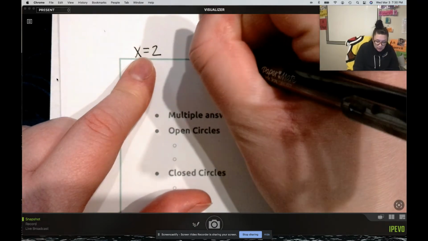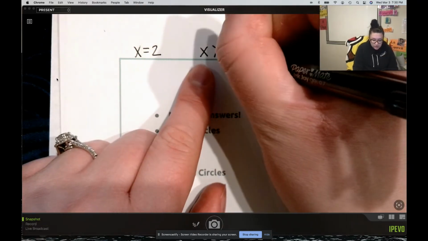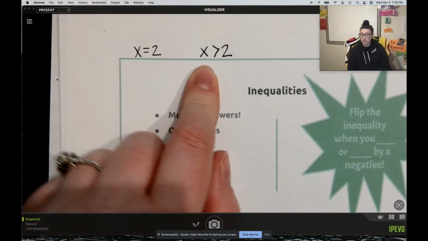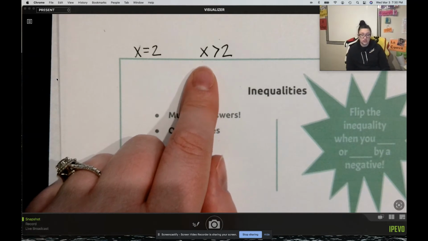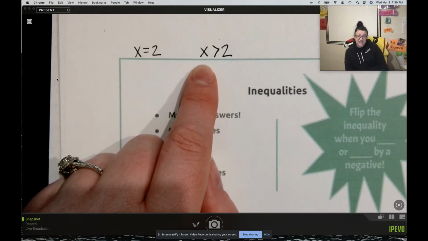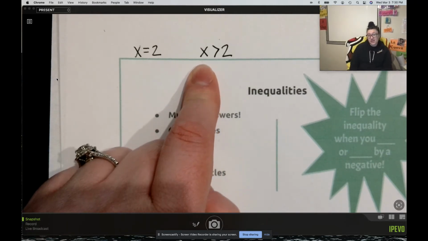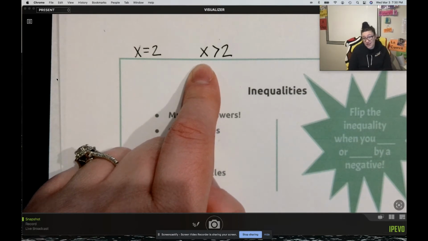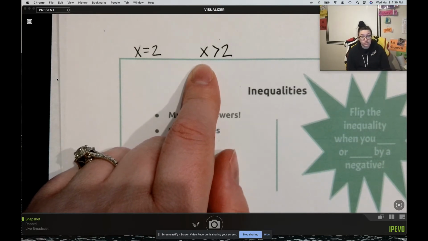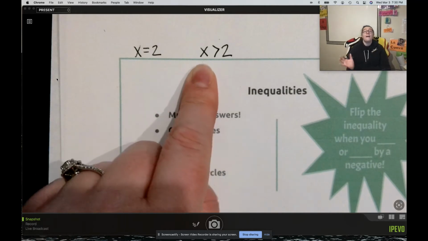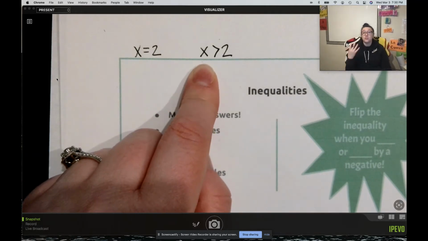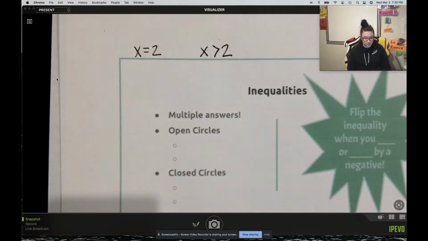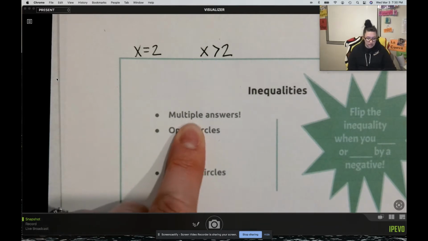There's one answer for an equation. But if I have an inequality, like x is greater than 2, any number that's bigger than 2 will work. I could say 5. I could say 17. I could say 3,642.7. I could say 2.0001. Those are all bigger than 2. There are multiple answers that work there. So that's what I'm talking about here. Multiple answers that are involved in your answer.